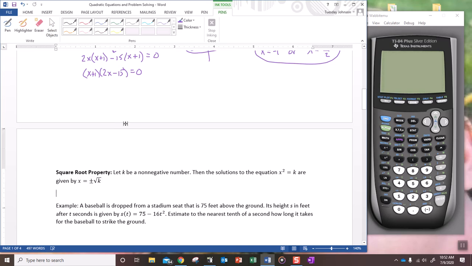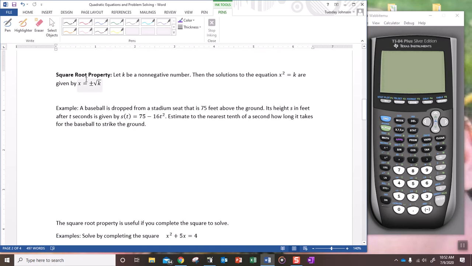All right. The square root property. For the square root property, we're going to assume that k is a non-negative number. Non-negative means it could be 0 or positive. Then the solutions to the form x squared equals k are given by x equals plus or minus the square root of k. Another way of saying this is if I have anything inside a square equal to k, the property will allow us to take it out of the square by taking the square root of both sides.